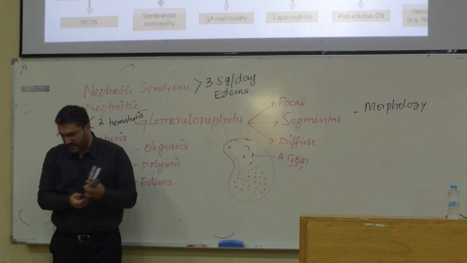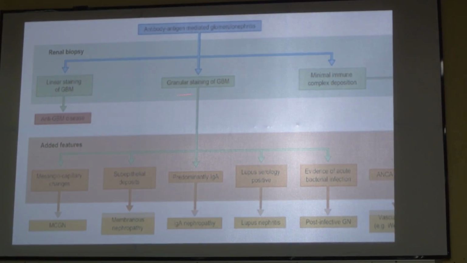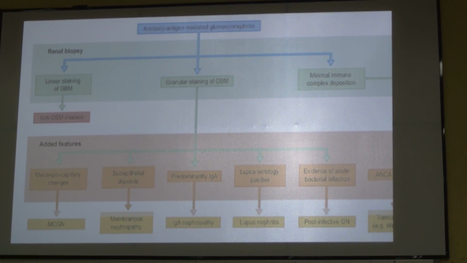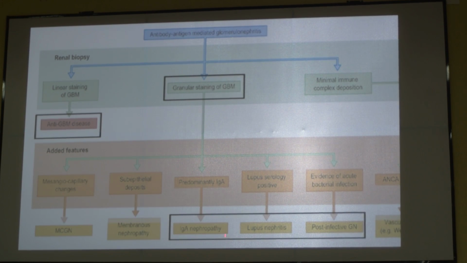So the other category, granular staining, is a big group. The anti-GBM is very clear, linear staining, but the granular has got all these. Now we will discuss anti-GBM, and then we will discuss three more important ones. These three: IgA nephropathy, lupus nephritis, post-streptococcal glomerulonephritis, and each one has got something special. For example, IgA, on the immunofluorescent you should be able to find IgA. None of the other granular staining will have IgA staining. So that is very important for IgA.